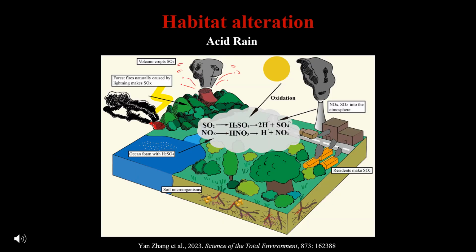We can start with habitat alteration and destruction, which is one of the broadest categories, including many impacts ranging from land use change to pollution to habitat destruction. An example of habitat alteration on an almost global scale can be that of acid rain.